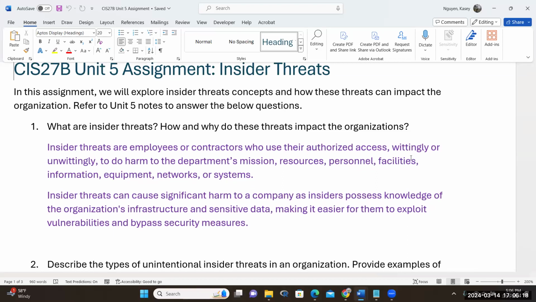So a lot of the time, with the intentional type of insider threats, you see that they would think it through, planning the process of how data would be leaked.